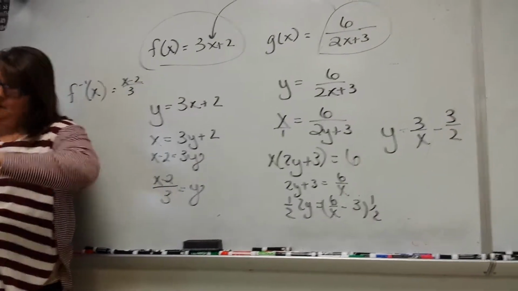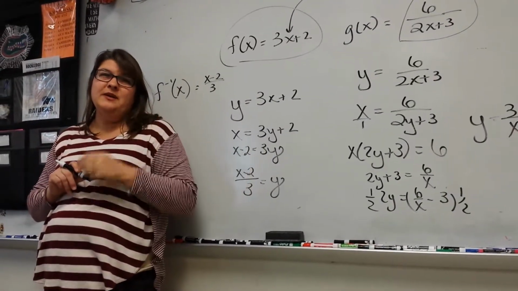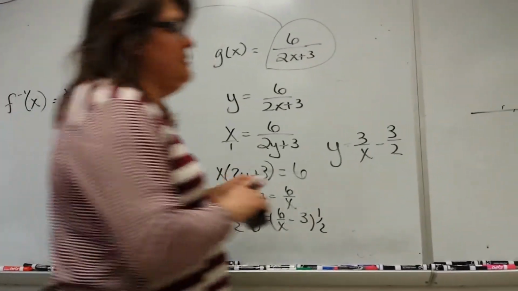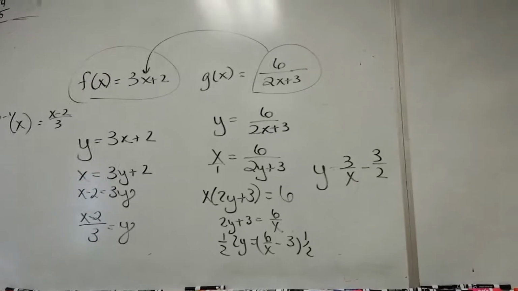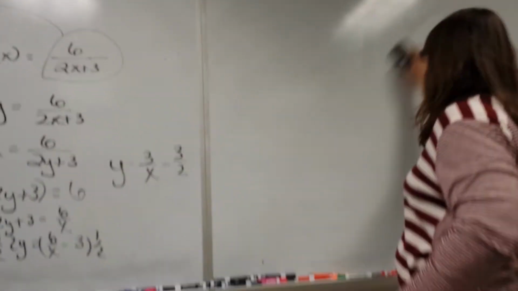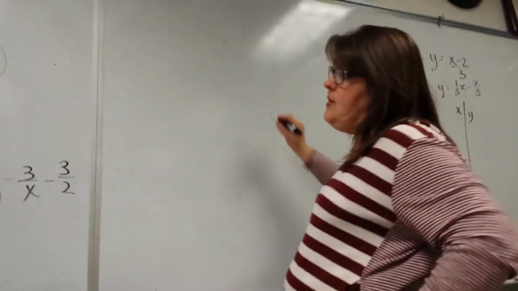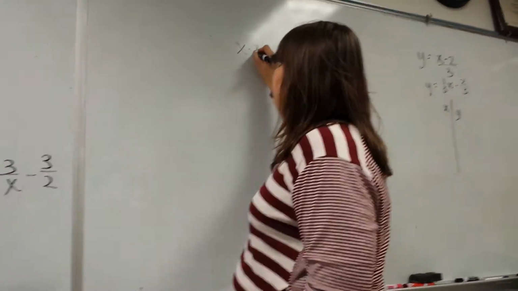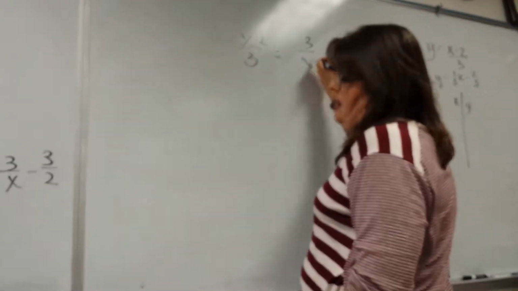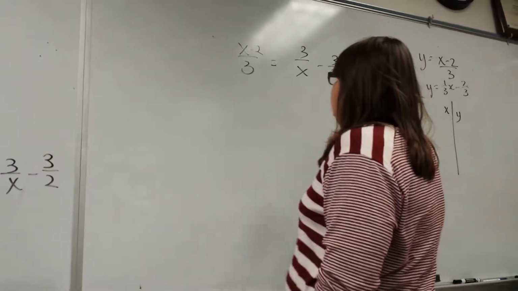That was just like step 1. What's the next part want me to do? Set them equal to each other. That's why this is a 5-point question, because it's multi-parts. Okay, so what we have going on is x minus 2 over 3 equals 3 over x minus 3 over 2.